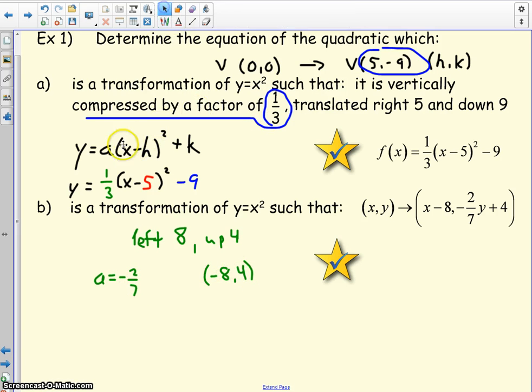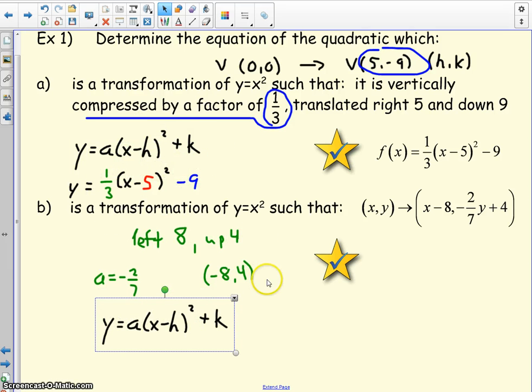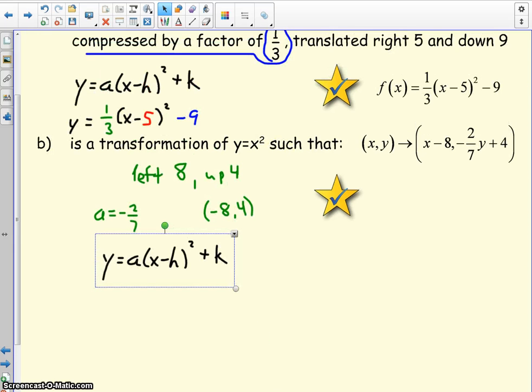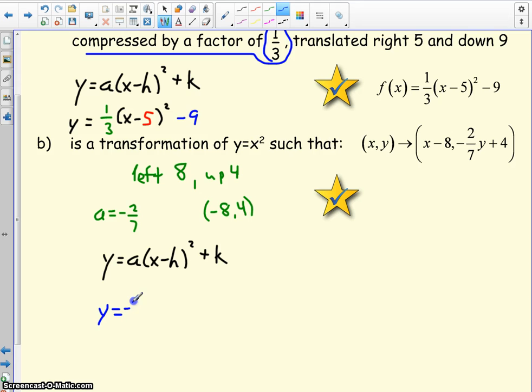So if I wanted to put it into my basic vertex form right here, I could. So my a value is negative 2 over 7. My h value is negative 8, so I have x minus negative 8 all squared, and my k value is 4, so I get plus 4.